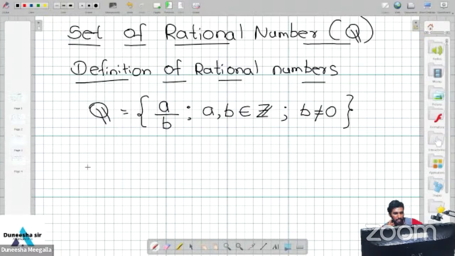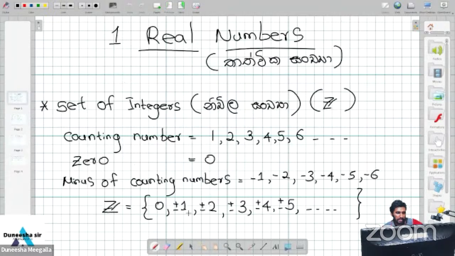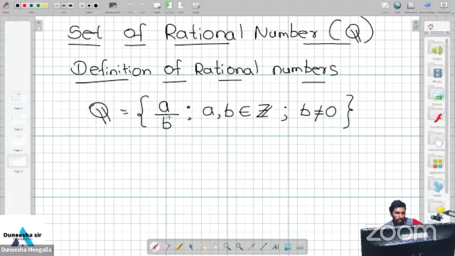Okay, can you tell me what are the integers? Positive or negative counting numbers. Okay. Then can you tell me two positive integers? What are they? +1, +2. Then I am getting A is +1 and B is +2.